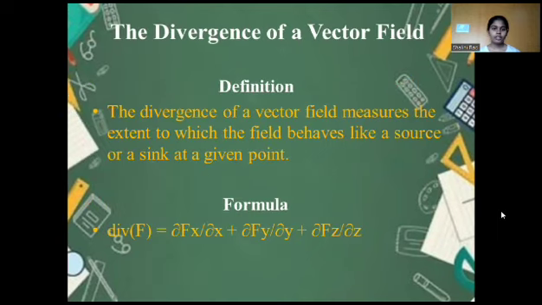Next, talking about the divergence of a vector field, here we have its definition. If a field behaves like a source at a particular point, the divergence measures the extent to which the field behaves that way. Then we have the formula to find the divergence, that is del fx divided by del x plus del fy divided by del y plus del fz divided by del z.